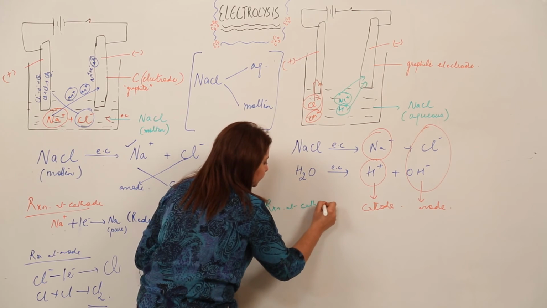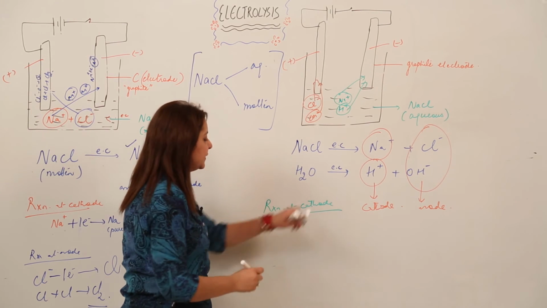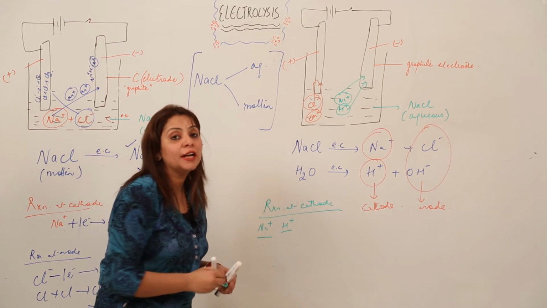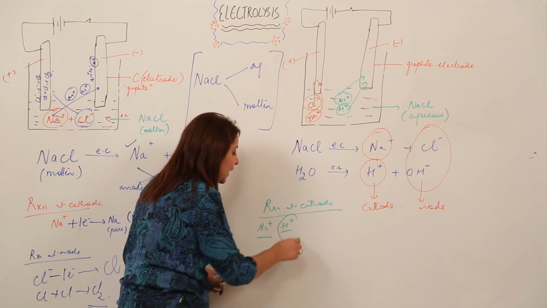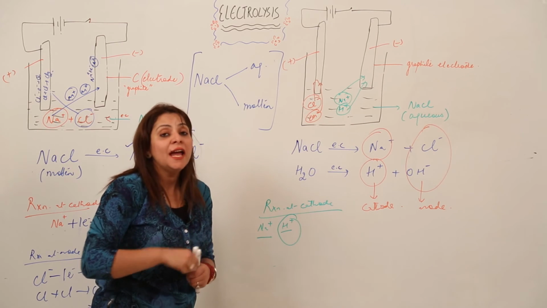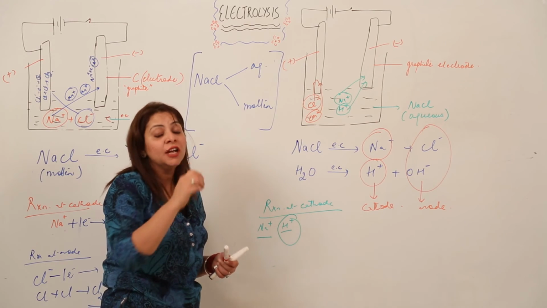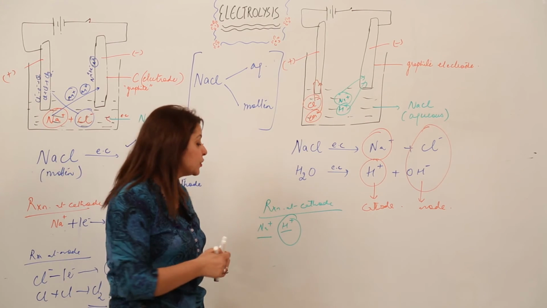So, the reaction at the cathode. Out of this Na and H ion, which has the lower reduction potential? Obviously it is the hydrogen ion. So that means Na and H ions both will go to the cathode, but out of them, which ion will be reduced? Only the hydrogen will be reduced.